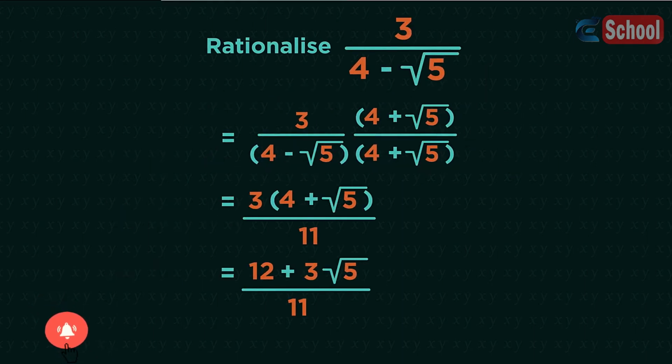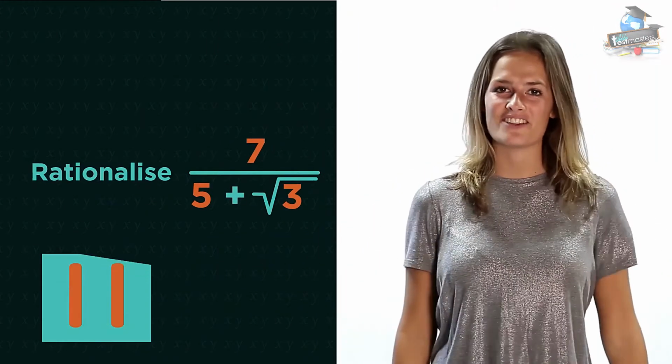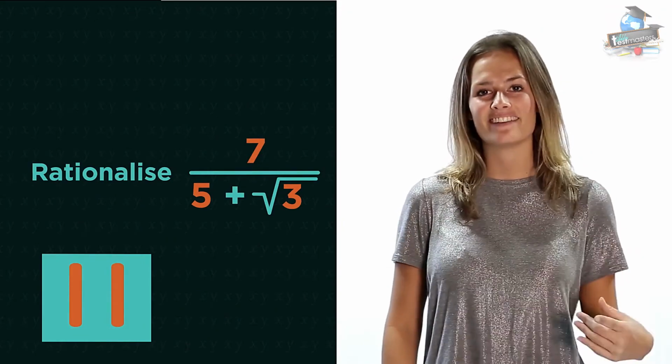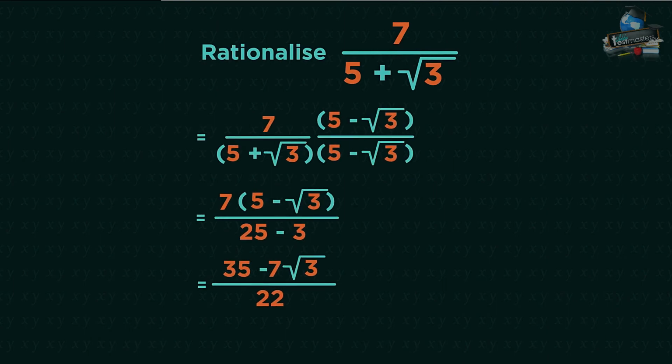So going back to the question, we can simplify by expanding brackets, and we get this: 12 plus 3 root 5 over 11. So give this question a go yourself. Pause the video, work out the answer, and click play when you're ready. Did you get it right?